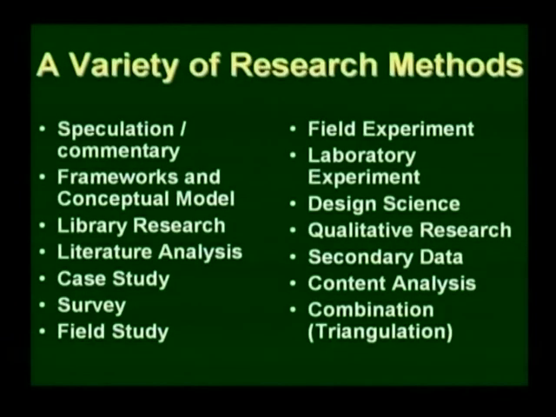The second type of research is called frameworks or conceptual models. In this type of research, we try to develop frameworks and conceptual models for something. Library research, we usually go and study a lot of research papers and try to do some type of literature analysis. And this type of literature analysis focuses on what others have done so far. And it also analyzes that what future research problems might be there.